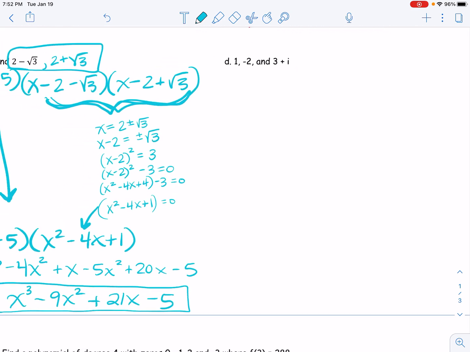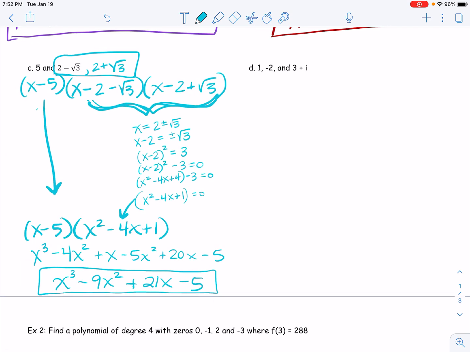Over here in D, I have zeros of 1, negative 2, and 3 plus I. Well, that also means that I have 3 minus I as well. So this is a total of 4 zeros, which means at the end, we should be getting a polynomial with a degree of 4. So I have x minus 1, x plus 2, and then I have, again, that x minus 3 plus I and x minus 3 minus I. Going to FOIL these, again, is going to be a headache.